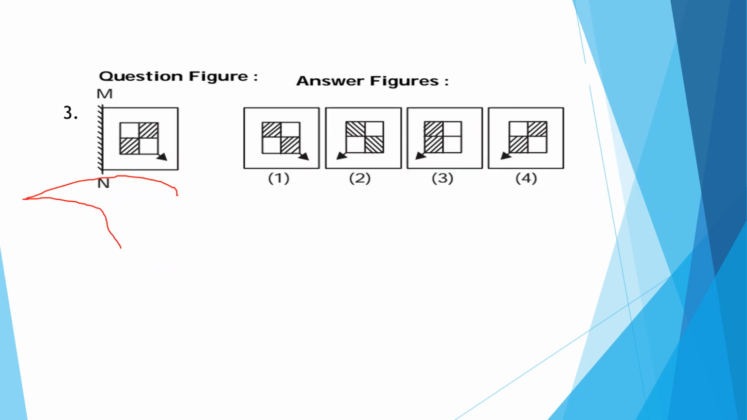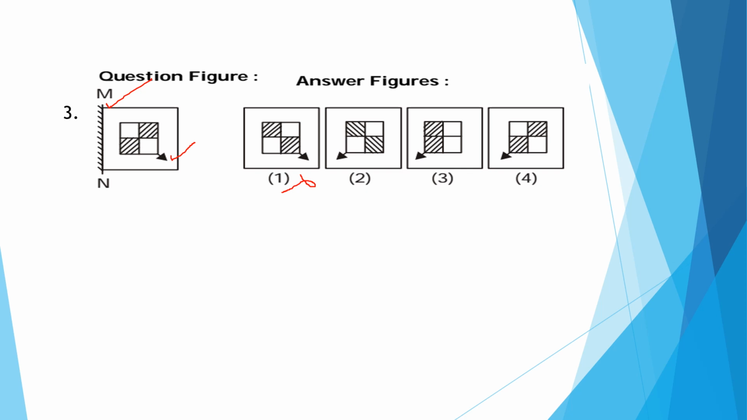Next, the mirror image of this one. Observe here, the mirror is placed here. So find out this side image. Here also left and right only changed. See here, this arrow is on the right side. In the mirror image, this arrow will come to the left side. Here also the right side is there, so this is not it. In this option, left, left, left.